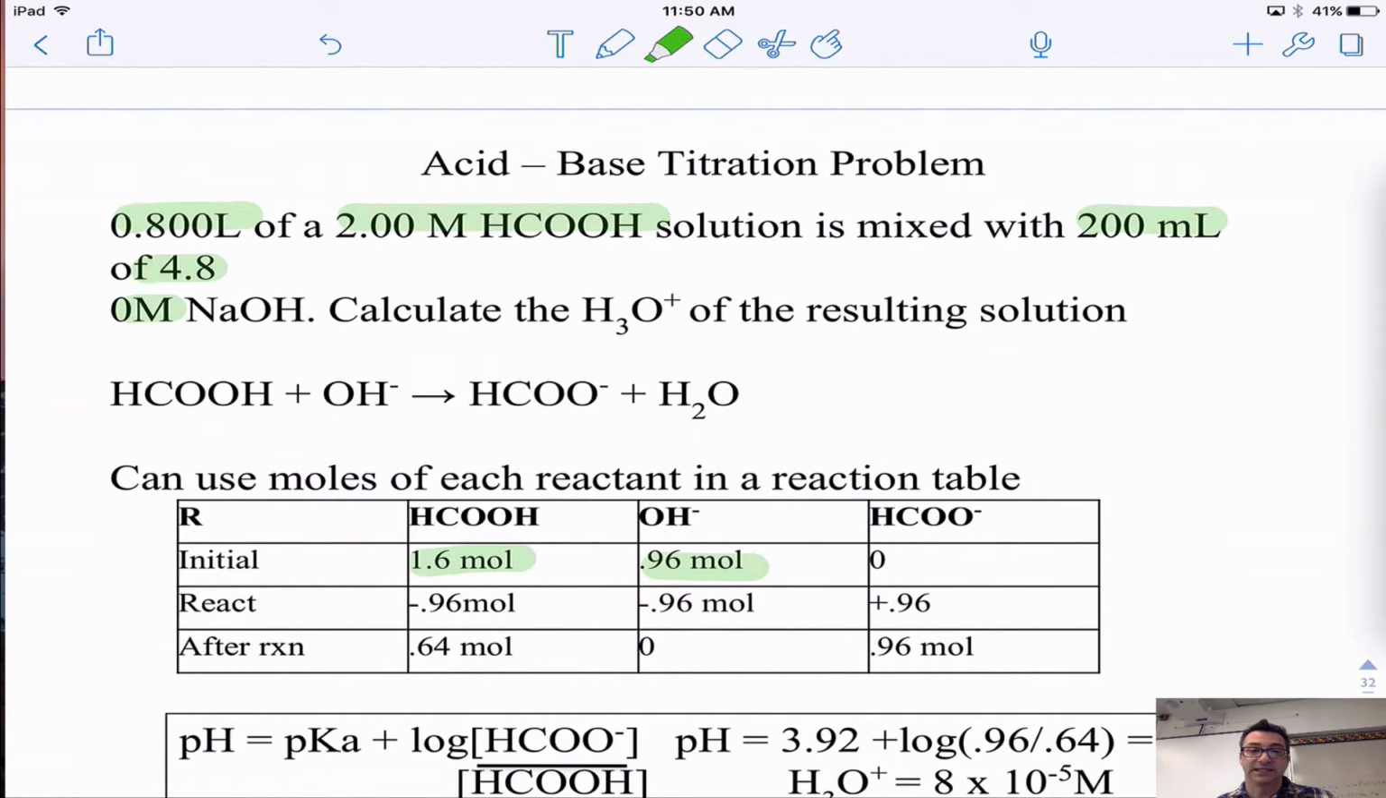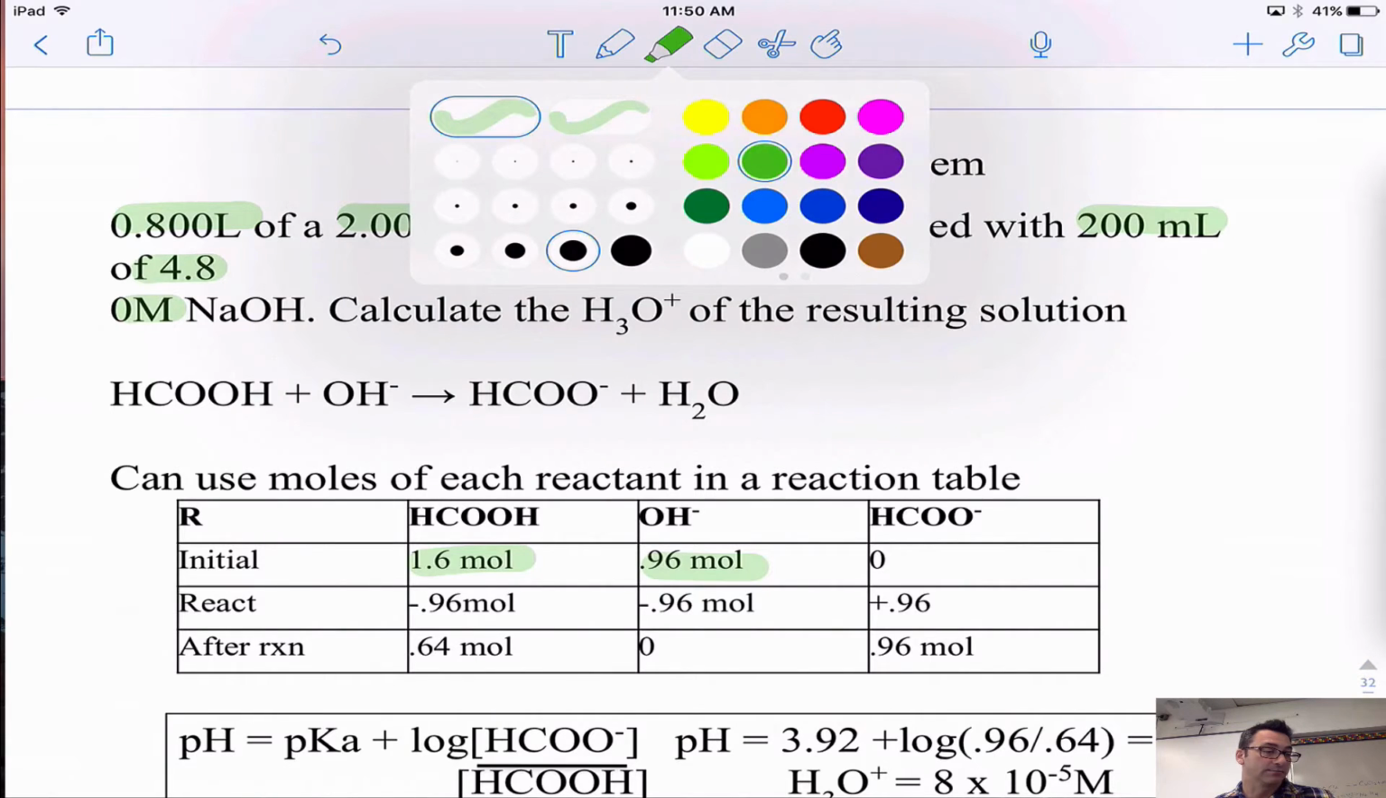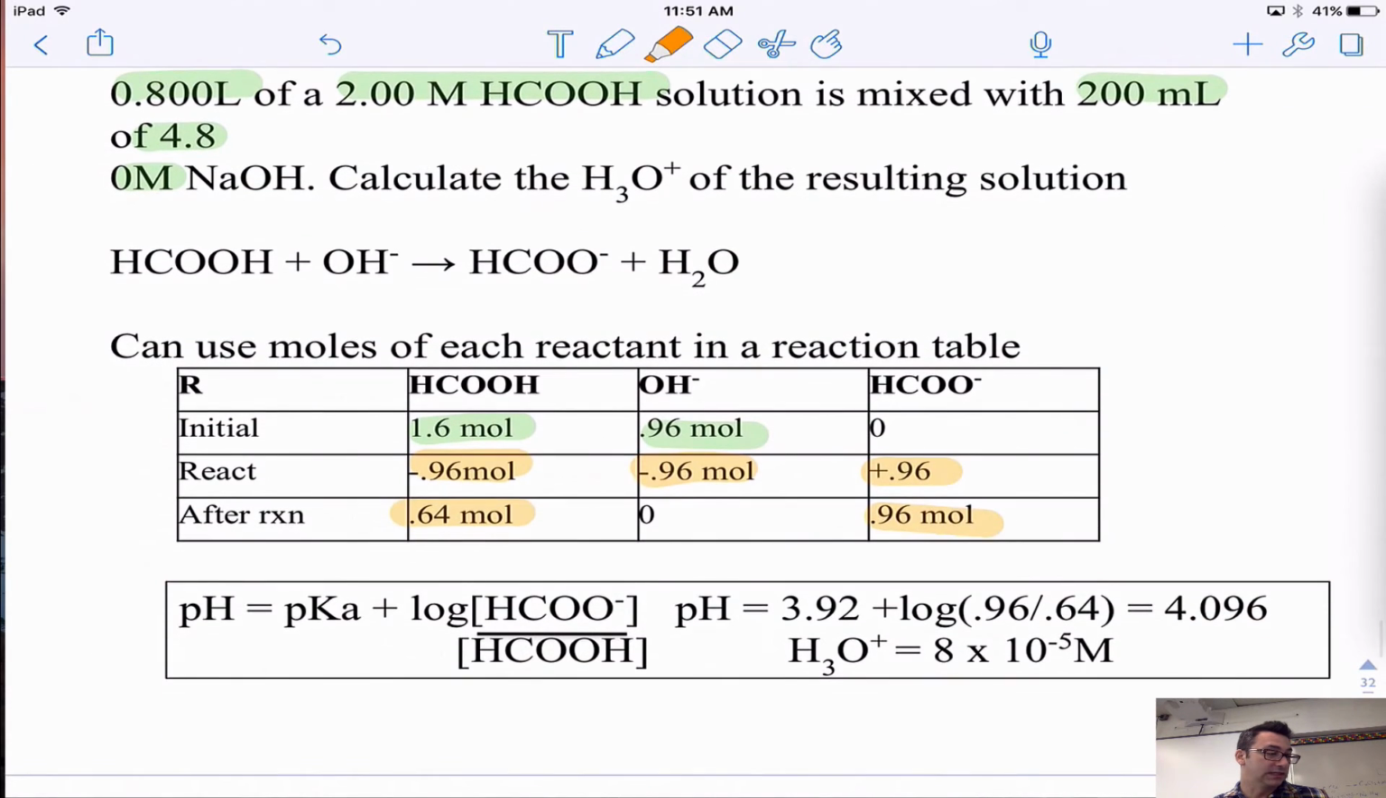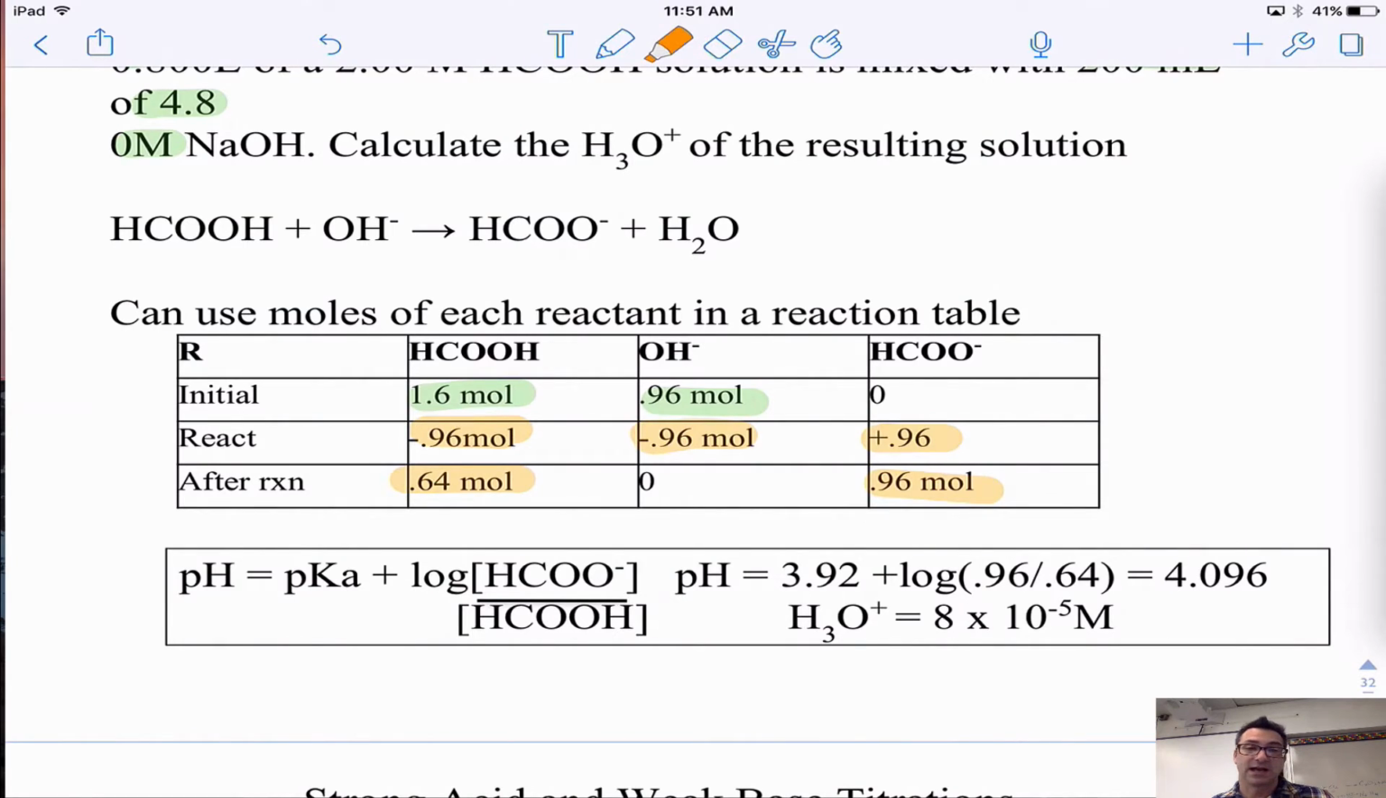I then see which one I have more of. I have more of the methanoic acid. These are all reacting 1 to 1, so the base will get completely used up. The base gets used up, it takes some of the acid with it, and it produces some of the conjugate base. I have 0.64 moles of the acid left over, 0.696 moles of the conjugate base left over, and now I can simply plug this into my Henderson-Hasselbalch.